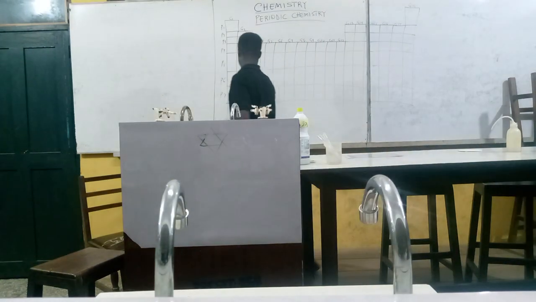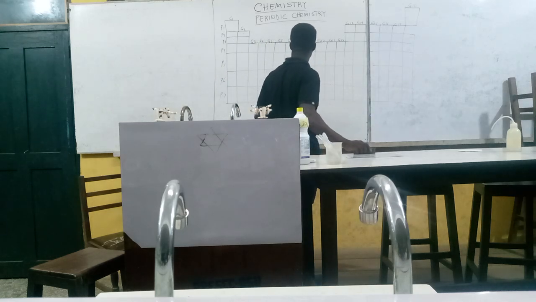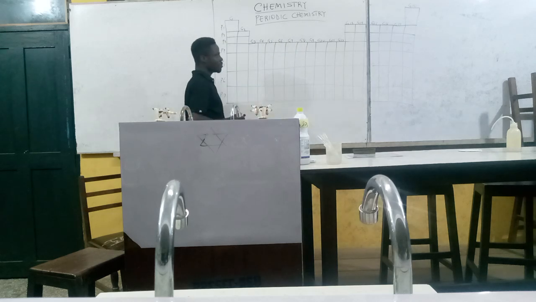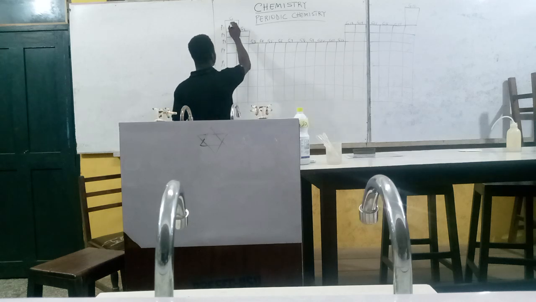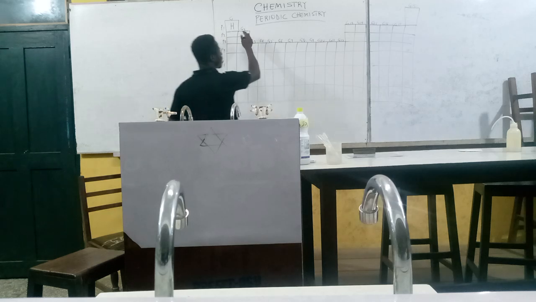Now in today's presentation, there are certain key things we are going to look at, especially some behaviors of some of these elements in the various groups. So first of all, let's look at group 1 elements. Hydrogen, although it is here, is not part of the group 1 elements. We stated that yesterday in our presentation. So we have hydrogen, helium, lithium, beryllium, boron, carbon, nitrogen, oxygen, fluorine, neon.